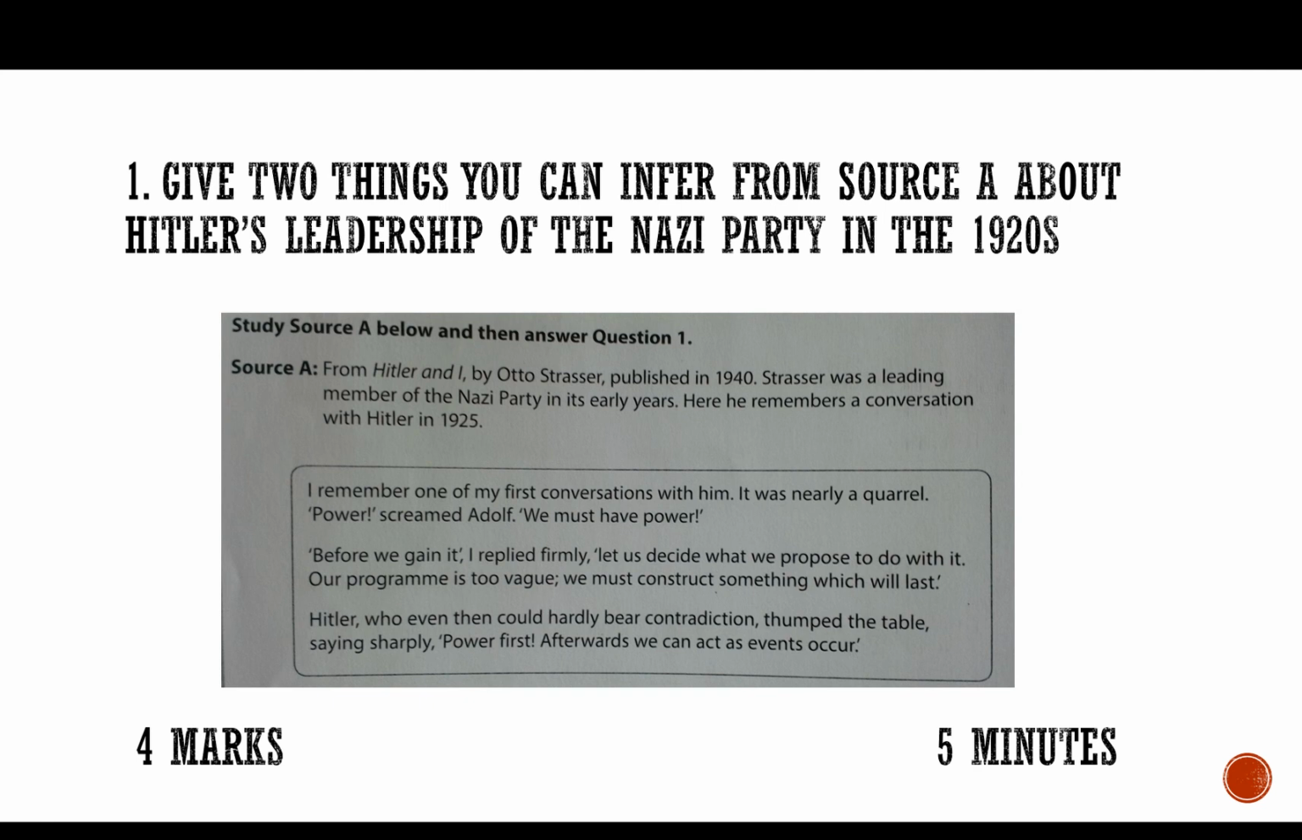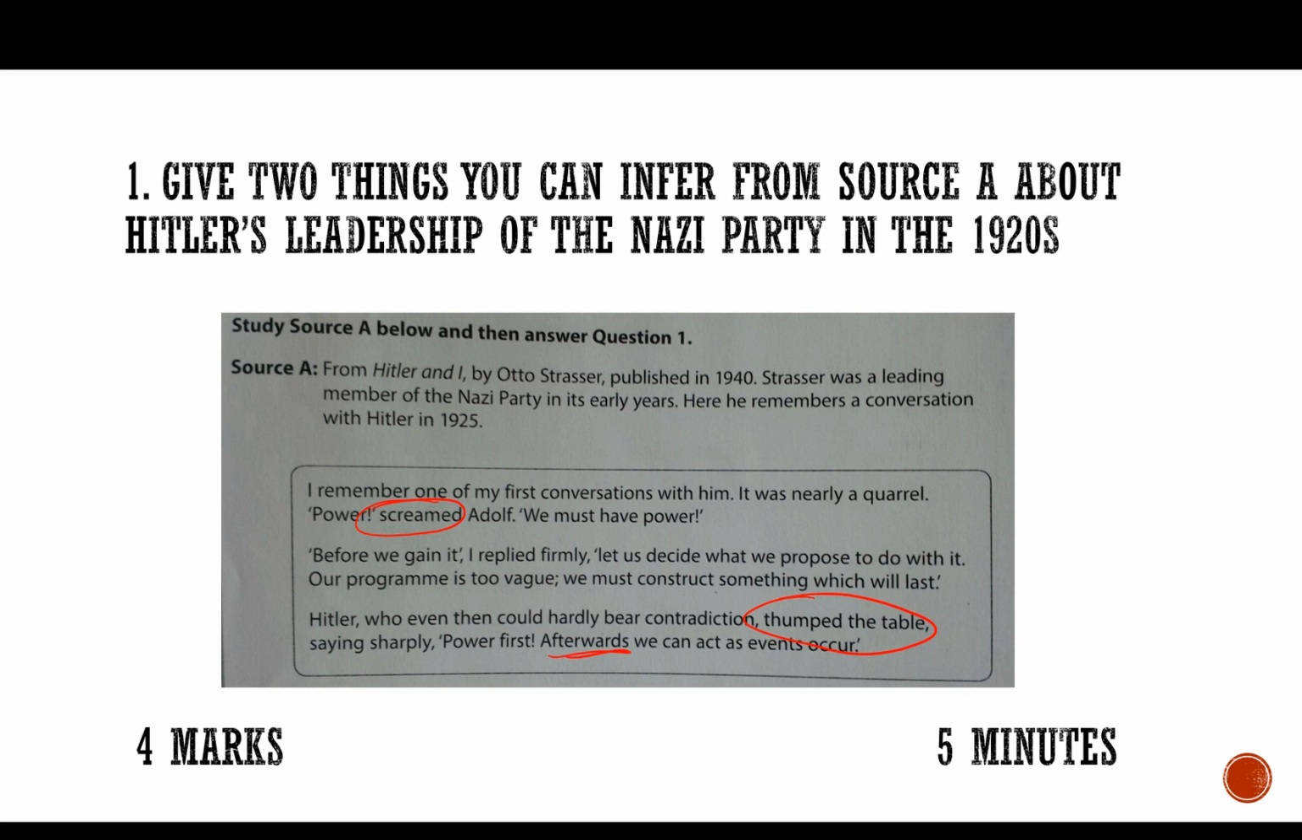So it talks about, I remember one of my first conversations with him, Hitler. It was nearly a quarrel. Power, screamed Hitler. Important word. We must have power. Before we gain it, I replied firmly, let us decide what we propose to do with it. Our programme is too vague. We must construct something which will last. Okay, so that's the other guy, Otto Strasser, talking about Hitler's programme. Hitler, who even then could hardly bear contradiction, thumped the table, another key point, saying sharply, power first, afterwards we can act as events occur.